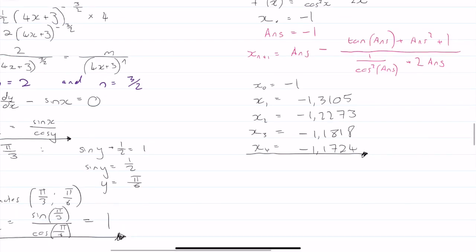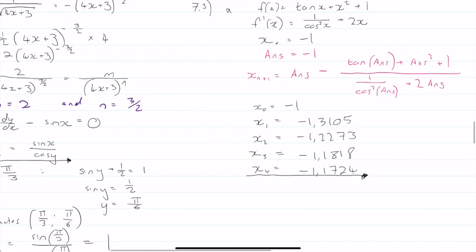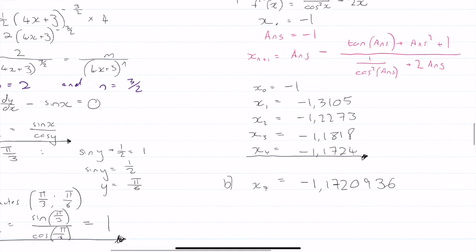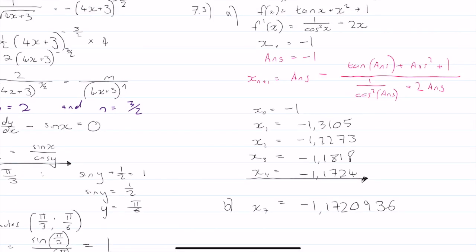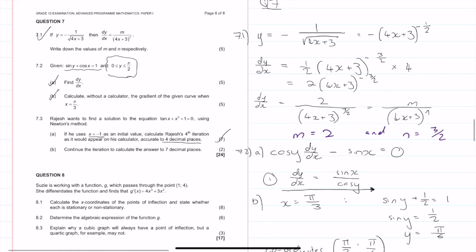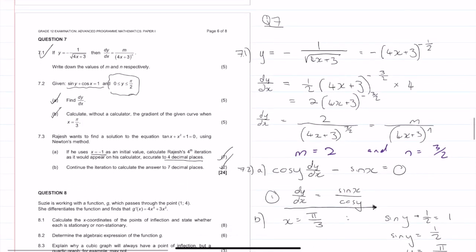And in this case, so this was part A, after 7 iterations, so after clicking equals 7 times, x_7 is correct to 7 decimal places, which is minus 1.1720936. Okay, so it's not always going to happen that your 7th decimal place is accurate on the 7th iteration. You might need to go more, you might need to go less, but in this case, it just worked out to be on your 7th iteration. Okay, so yeah, that's that question done, and that's 24 marks. Yeah, so not too difficult. I hope you guys found this video useful, and thanks for watching.